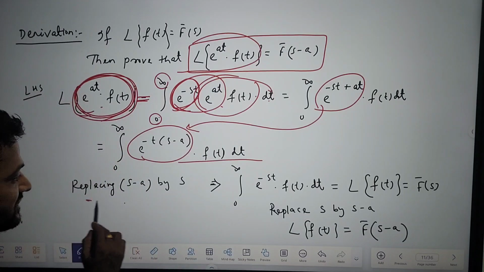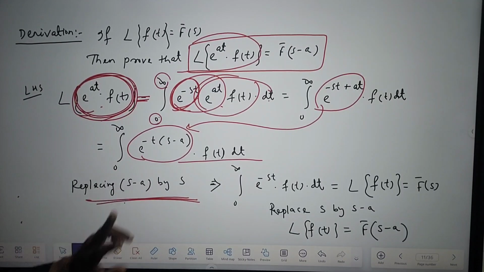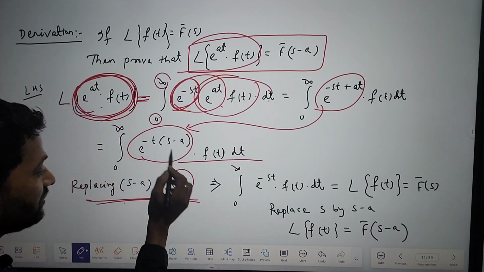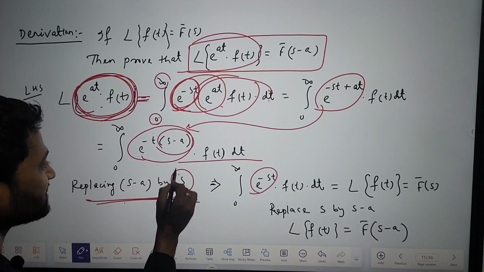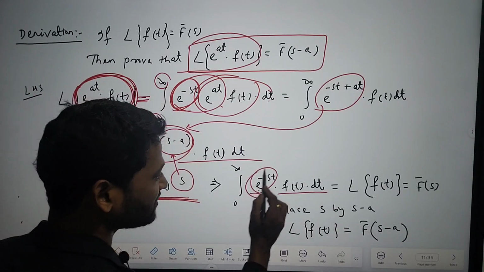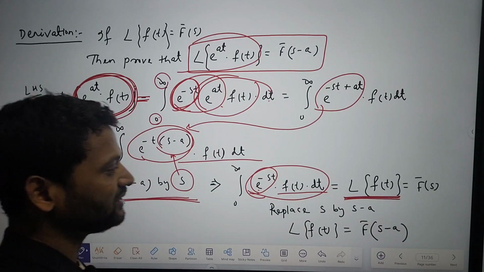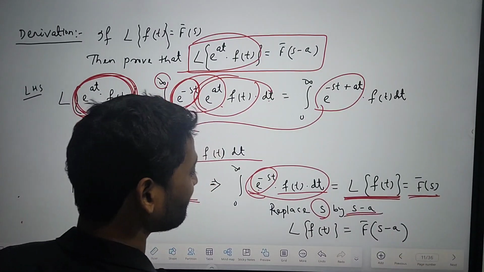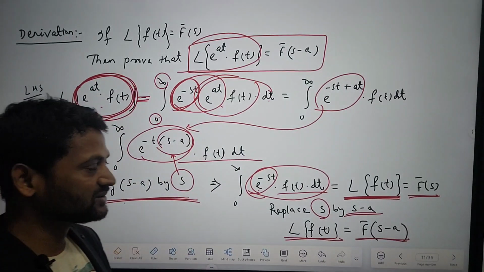Then you replace s minus a by s, meaning you put s in place of s minus a, so e to the power minus st into f of t into dt. So what is this actually? Laplace of f of t as per the definition of Laplace, let it be f bar s. Again you do one thing, you replace s by s minus a, so Laplace of f of t is f bar s minus a. These are very basic things, okay.